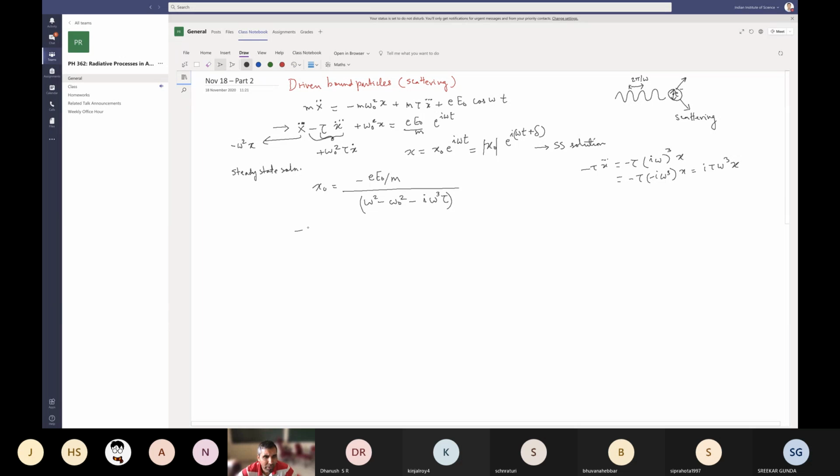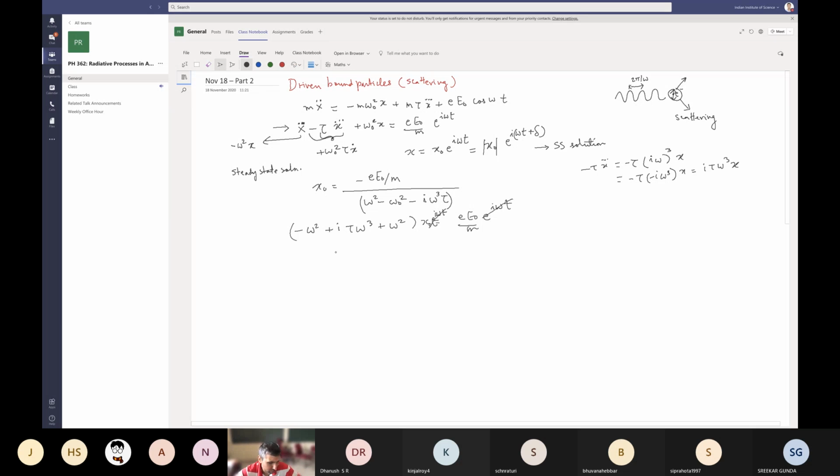So we have minus omega squared plus iota tau omega cube plus omega naught squared times x equals E naught by m e to the i omega t. So this gives you this amplitude. If we write this as x naught e to the i omega t, now here x naught is a complex number, so what we get is this, which is nothing but what I wrote there. So this is my complex amplitude.